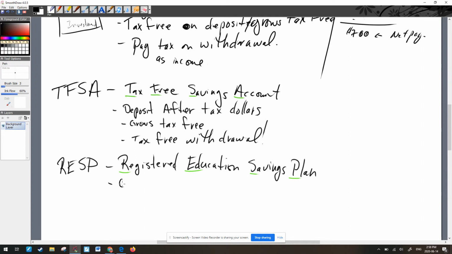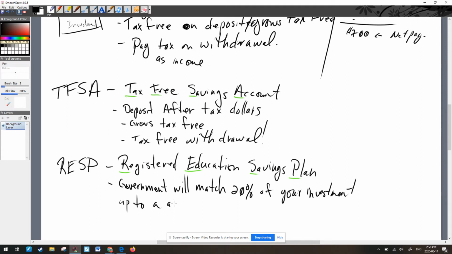So the government will match 20% of your investment, up to a max of, so the government's contribution was a max of $400. So that meant a $2,000 investment. So that might not seem like a big deal, but that is a really big deal, because if you or your parents or your guardians or your aunts or your uncles put $2,000 into the bank and mark it as an RESP, the government will say, okay, here's an additional $400, which is 20%.